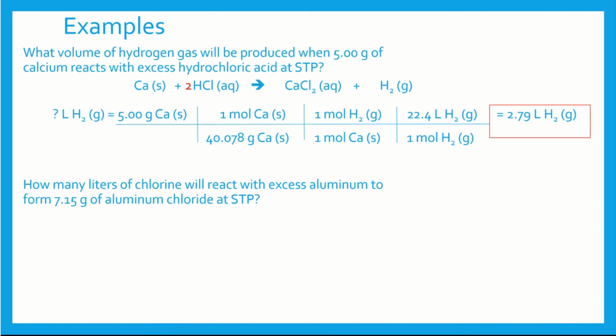Next question, how many liters of chlorine will react with excess aluminum to form 7.15 grams of aluminum chloride at STP? Again, it's very important that this is at STP. That 22.4 liters per mole does not work if you're not at STP. So make sure you are at STP before you go throwing around that 22.4 liters per mole.